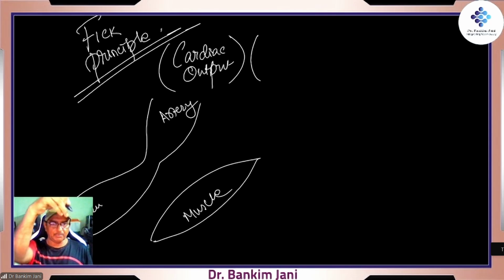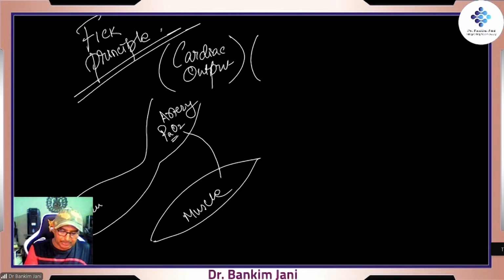So from the artery, this is PaO2. PaO2 means the amount of pressure of oxygen in the artery. That oxygen will be taken up by the muscle. And what will the muscle do? Muscle will use that and give out carbon dioxide, and that carbon dioxide will be picked up by the vein. So this is PvCO2, that is the amount of pressure of carbon dioxide in the veins. And this is the muscle which is utilizing it.